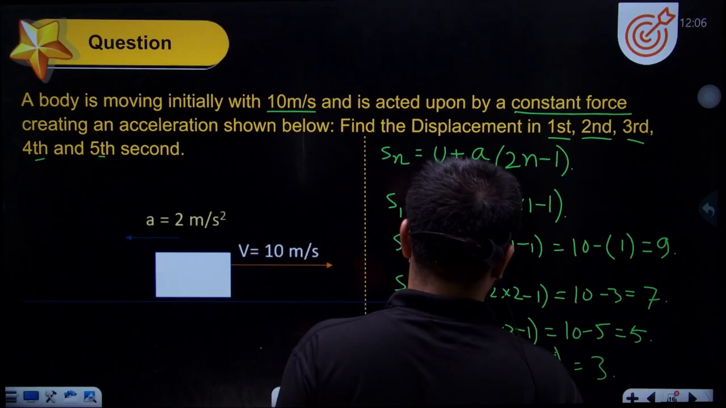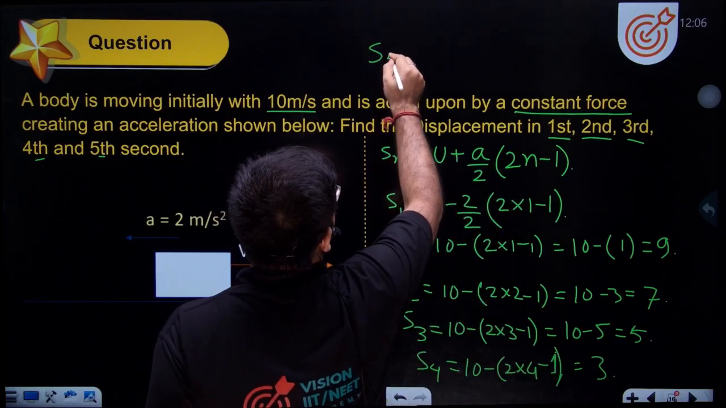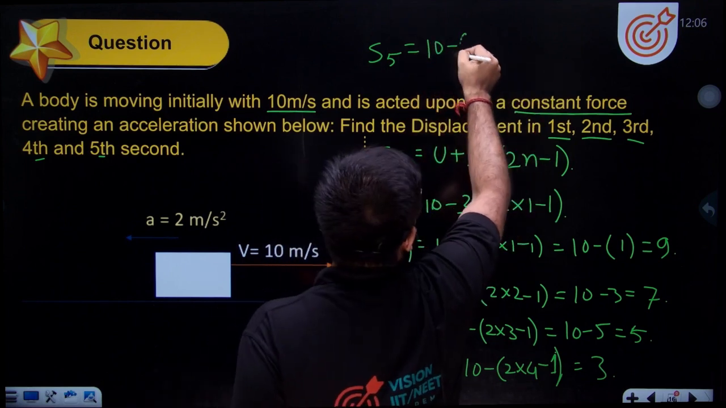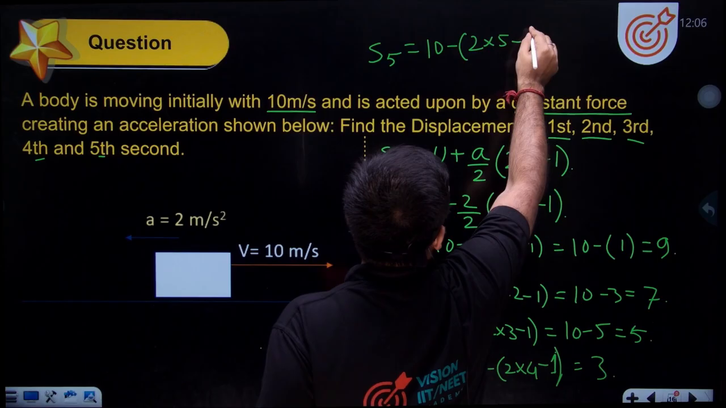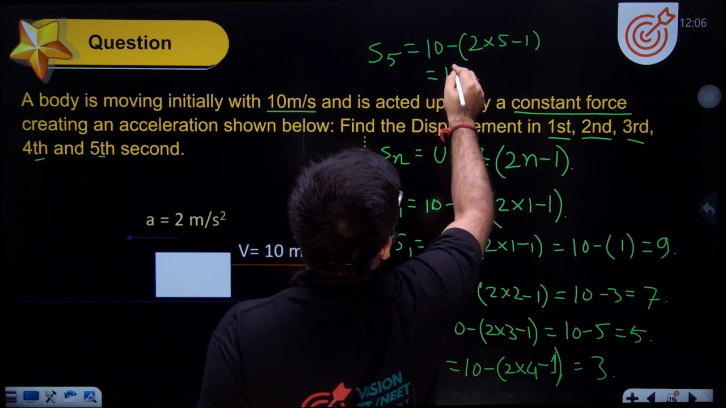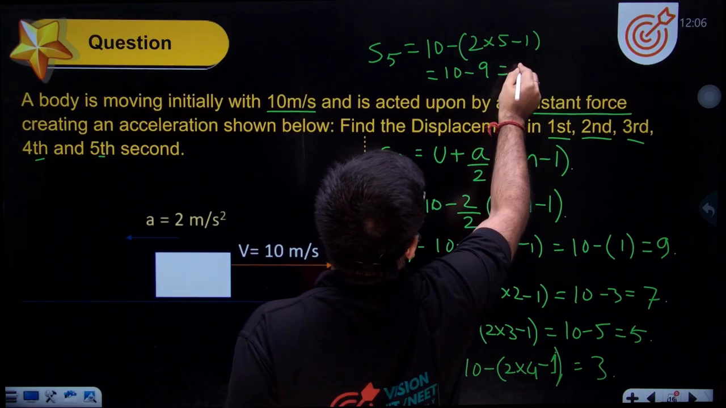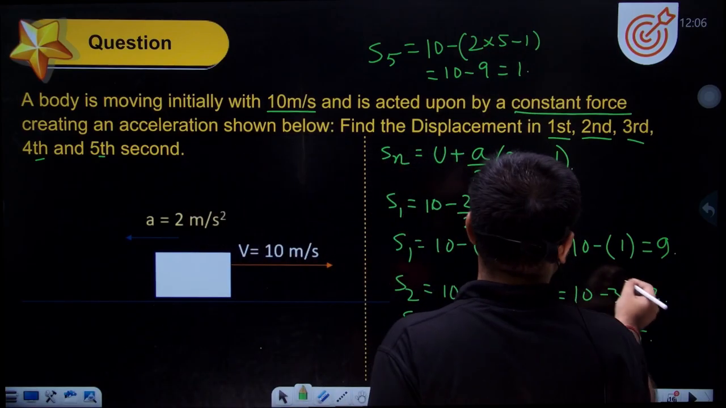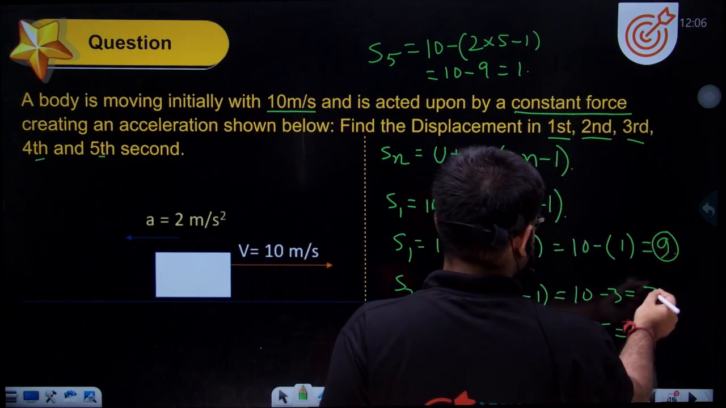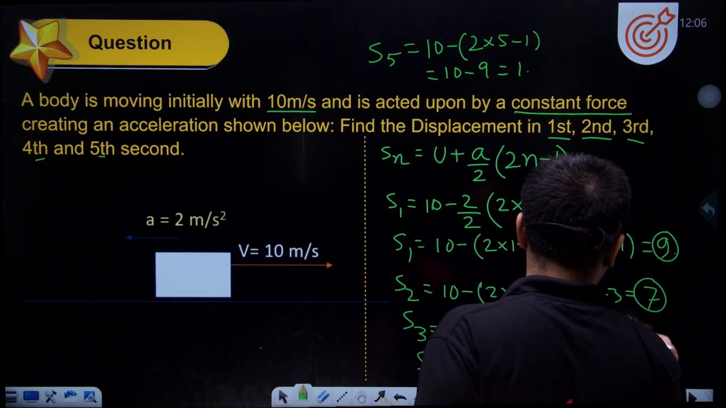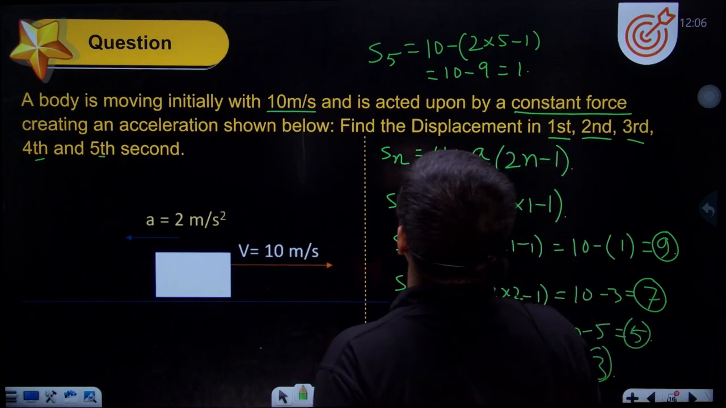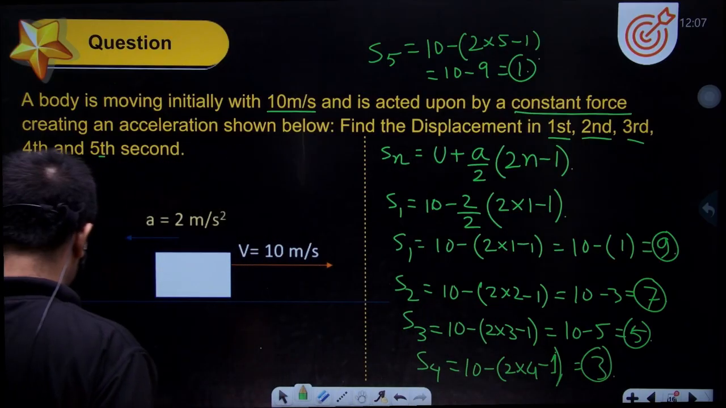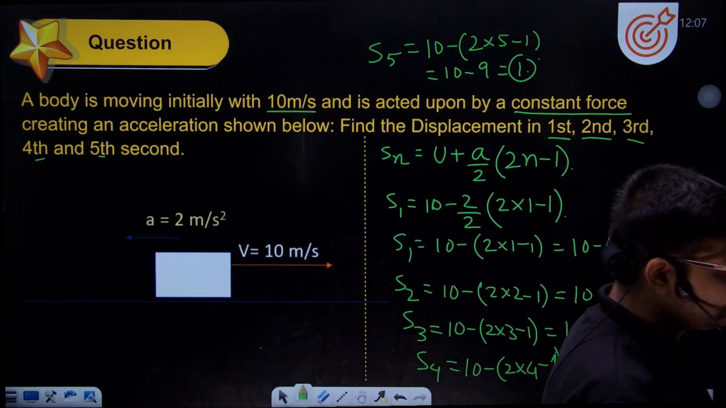और S5 यही कर देते हैं. S5 क्या होगा, 10 minus 2 into 5 minus 1, so it is going to give you 10 minus 9, 1. So आपका S1, S2, S3, S4, S5 का वैल्यू रहा, S1 is 9, S2 is 7, S3 is 5, S4 is 3, and S5 is 1. Okay, so these are the values that you ultimately get here.